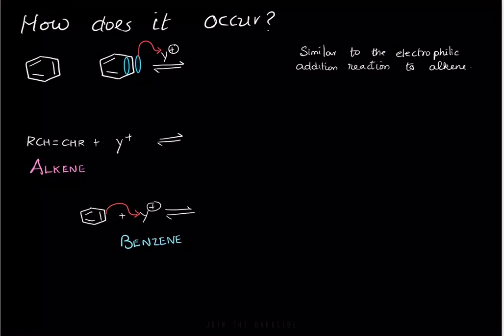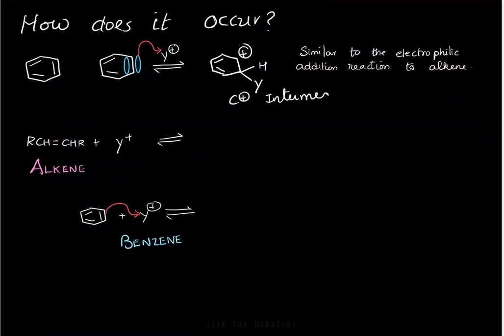Okay, so the first step is going to be these electrons right here going to attack the electrophile, thereby forming a carbocation. Remember, the first step in the electrophilic addition of alkene is the formation of the carbocation, right? So it's going to form a carbocation here. Okay, so this is the carbocation intermediate that is formed.